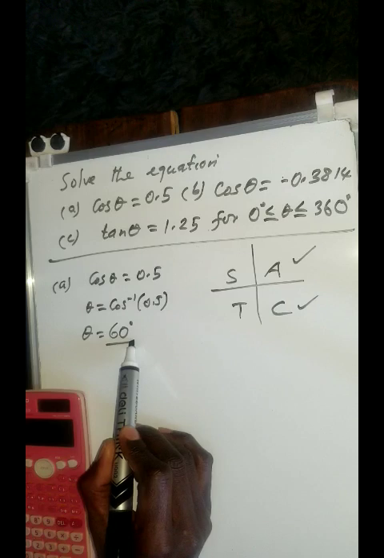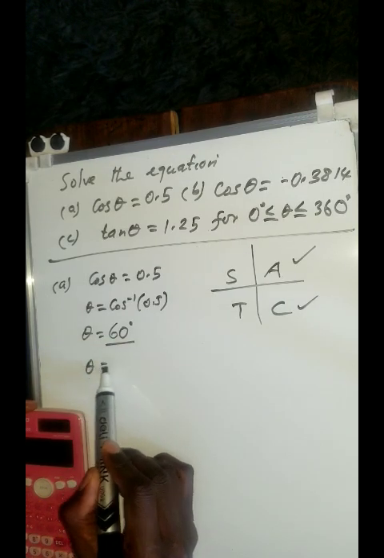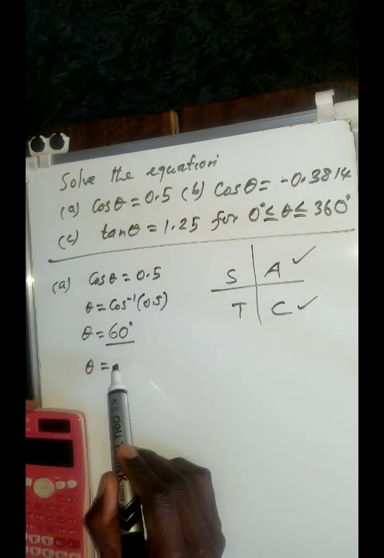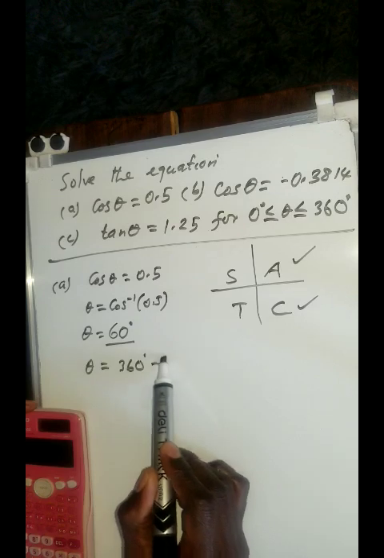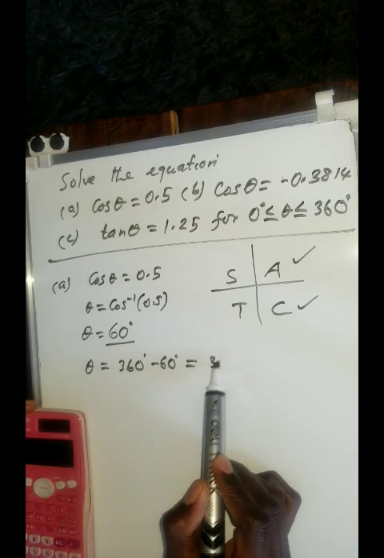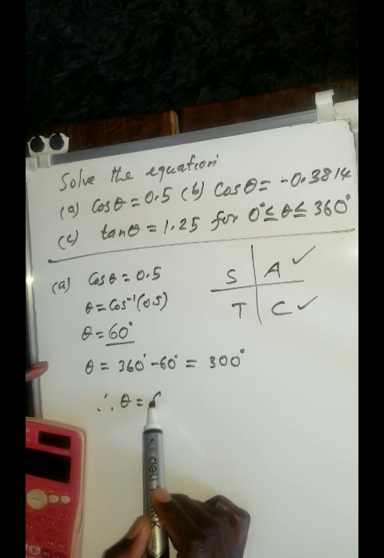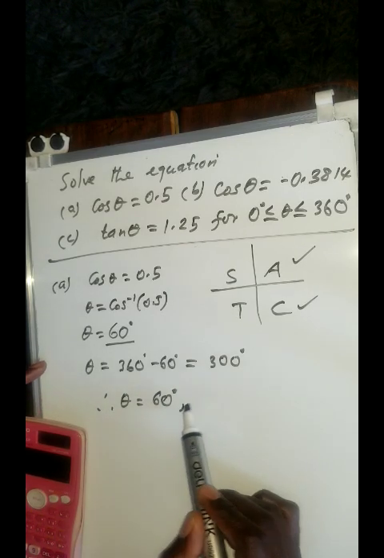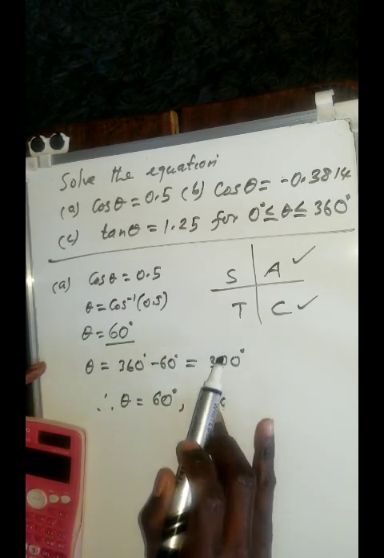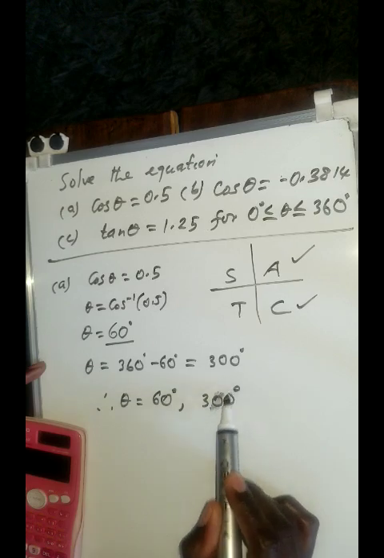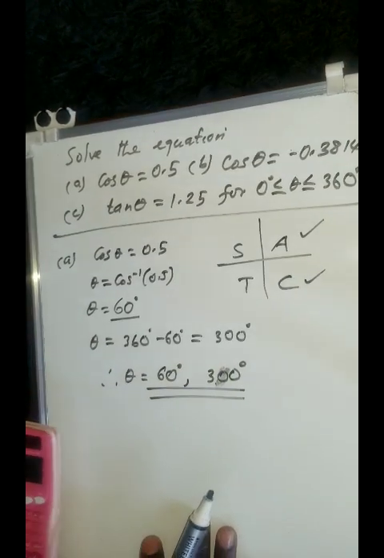Therefore, I've already gotten the angle in the first quadrant. How do I get the angle in the fourth quadrant? It is 360 degrees minus 60, which is going to give me 300. Therefore, my angles will be 60 degrees and 300 degrees. So that's the way you can solve that.